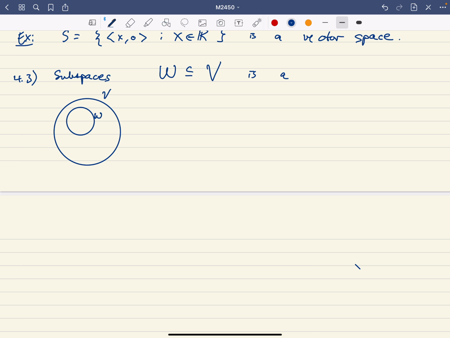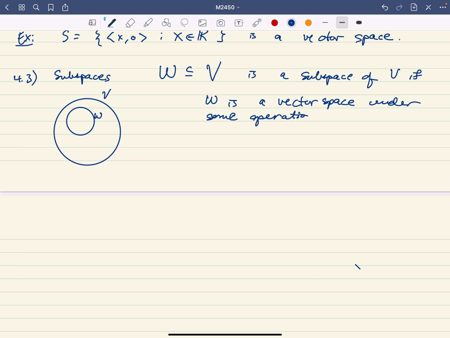W is a subspace of V if W itself is a vector space under the same operations as V. Okay, so that's what a subspace is: it's a subset that's also a vector space under the same operations as V.